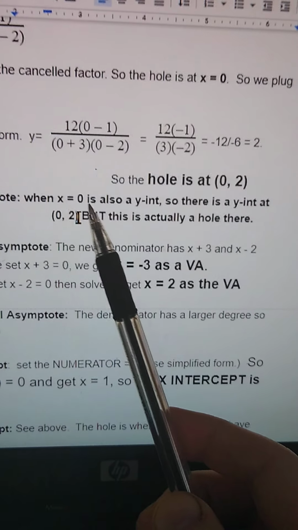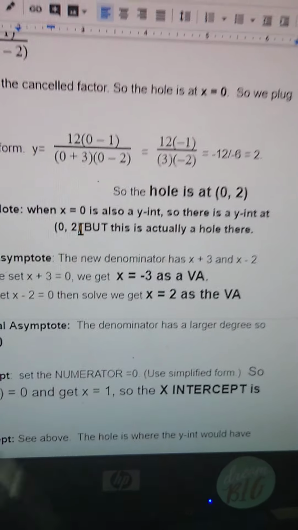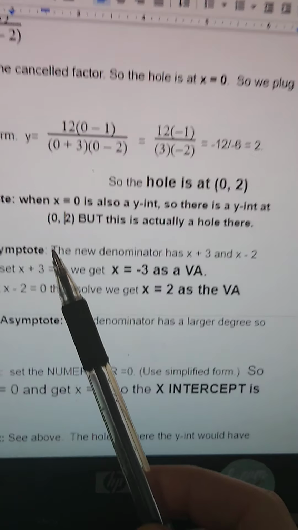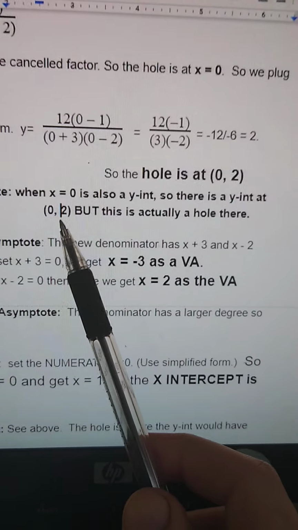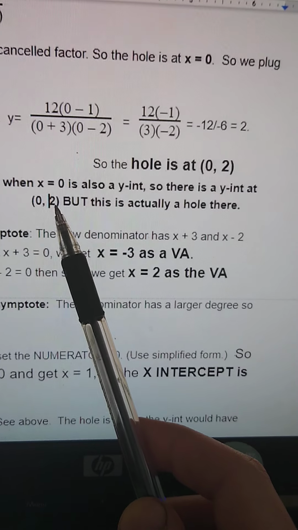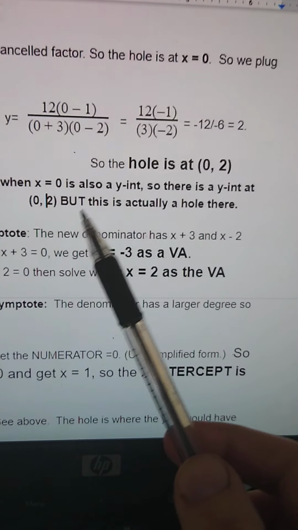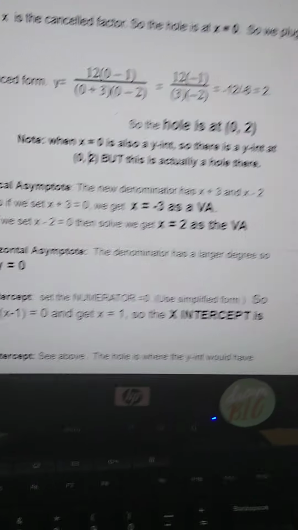Now note, what happens when x equals 0? When x equals 0, that's also a y-intercept. So what I have then is an x value of 0 is also a y-intercept. So where there is a y-intercept, or would have been a y-intercept, there's actually a hole there. So we also have our y-intercept now. It's just that it's not an intercept, it's actually a hole at 0, 2.